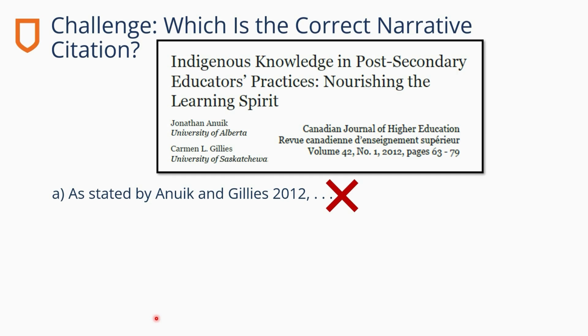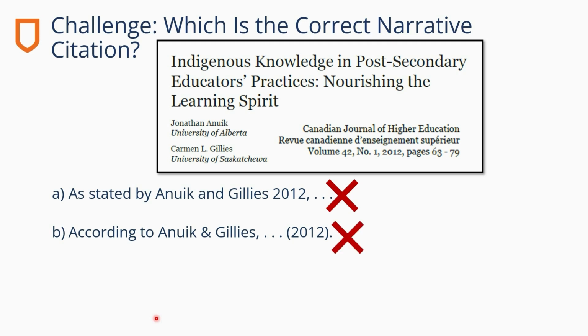No, this one's incorrect because it does not place the year in parentheses. Would this one be correct? According to Anuik and Gillies, placing 2012 at the end of the sentence. This is incorrect because it uses an ampersand and places the year at the end of the sentence instead of after the author's names. What about this? Anuik and Gillies 2012 argued that. It's correct. The narrative citation uses and written out between two authors' names. It also places the year in parentheses after the author's names.